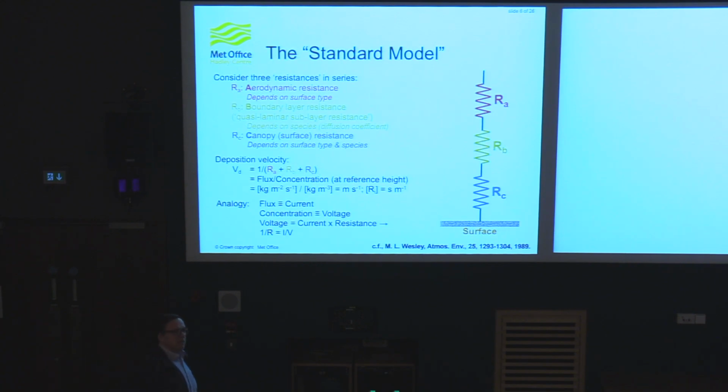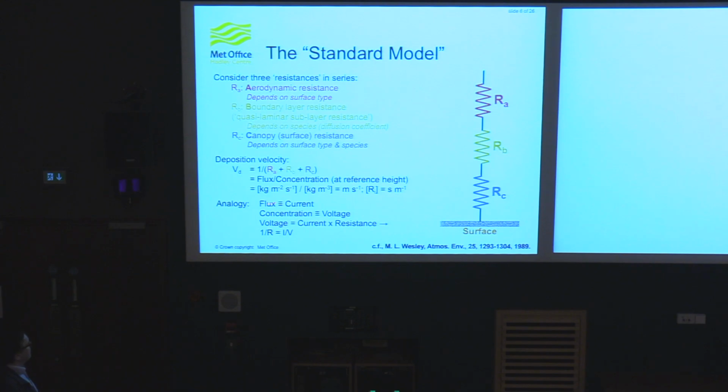So how do we deal with dry deposition in models then? There's what we call the standard model, because everyone has used that approach for ages now. And this is actually using the analogy of an electrical circuit. So you represent the deposition to the surface in terms of a resistance to its deposition. And there are a number of resistance terms. There's the aerodynamic resistance, there is the quasi-laminar resistance, and then there's the surface resistance.